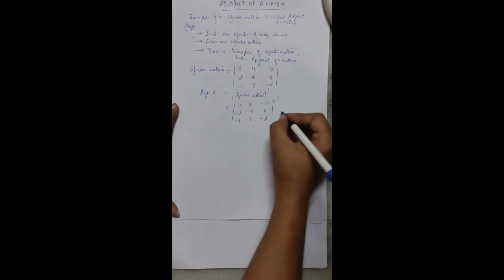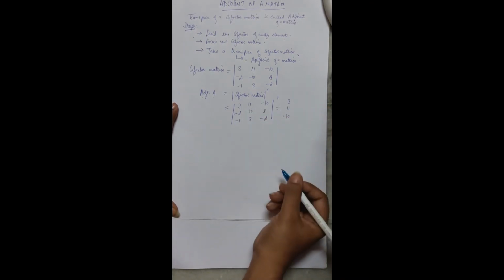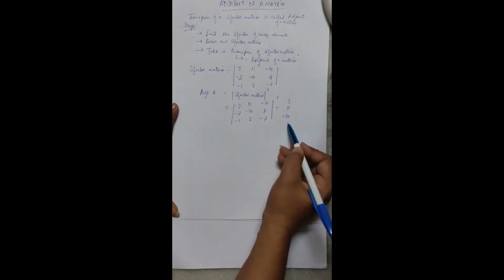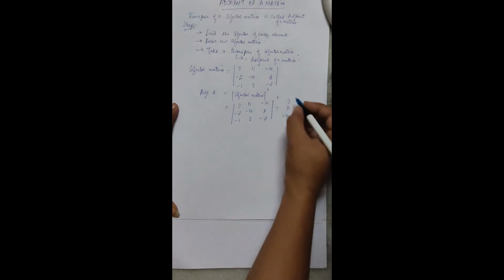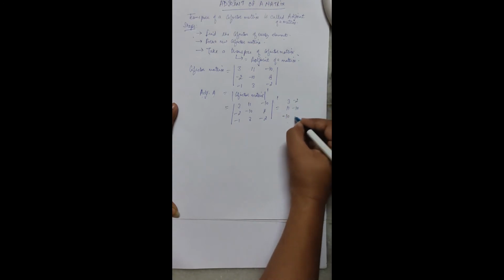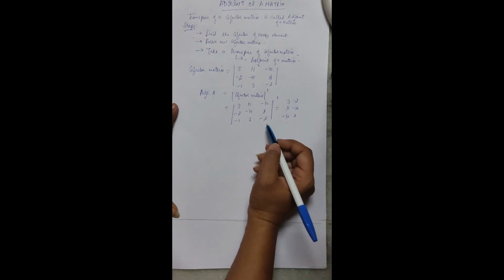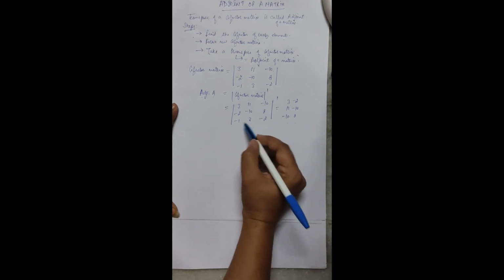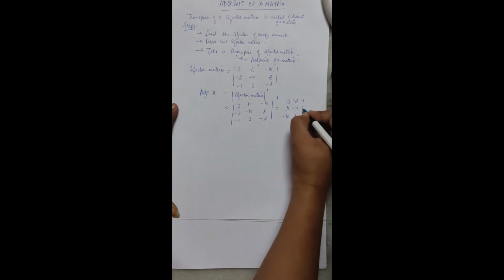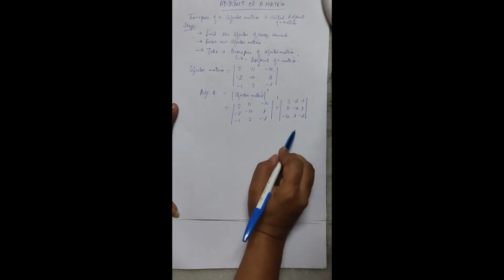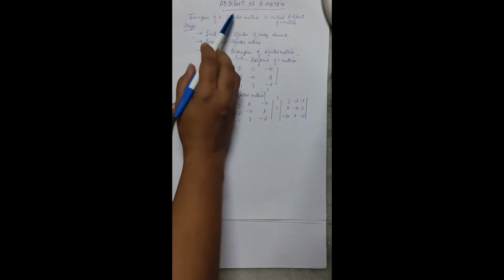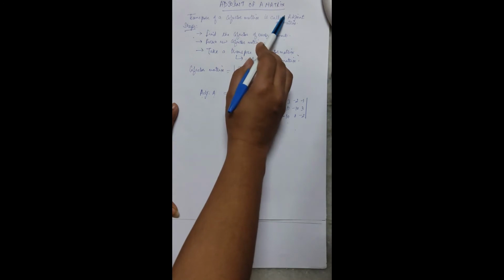So what values will I get? I will get 3, then minus 2 and minus 1. My first row will become my first column, my second row will become my second column, and my third row will become my third column. So this is my adjoint. By following these three steps, I will be able to calculate the adjoint of the matrix.